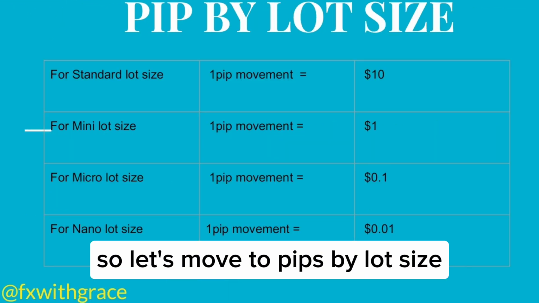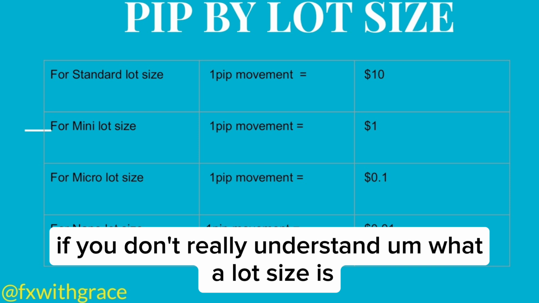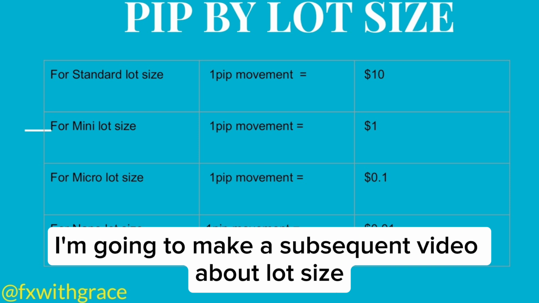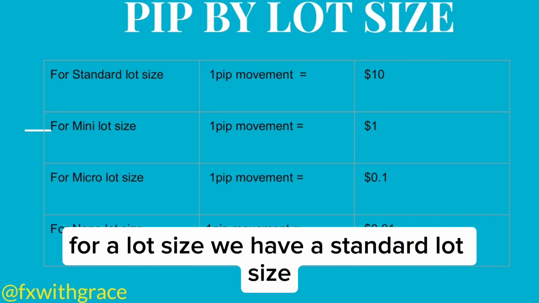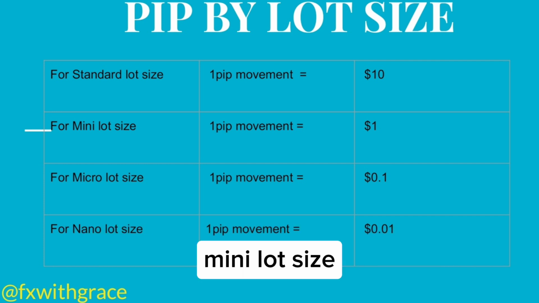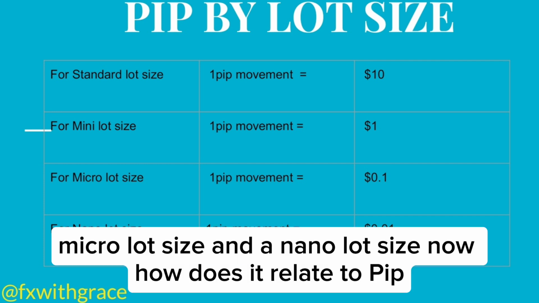So let's move to pips by lot size. If you don't really understand what a lot size is, I'm going to make a subsequent video about lot size. For lot sizes, we have a standard lot size, mini lot size, micro lot size, and the nano lot size. Now, how does it relate to pip?